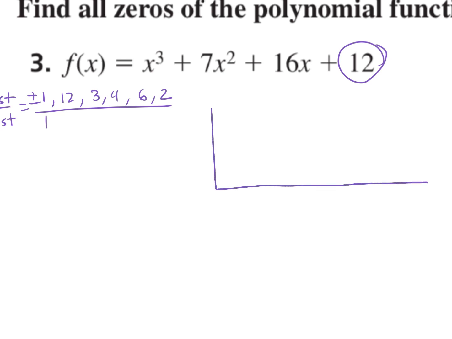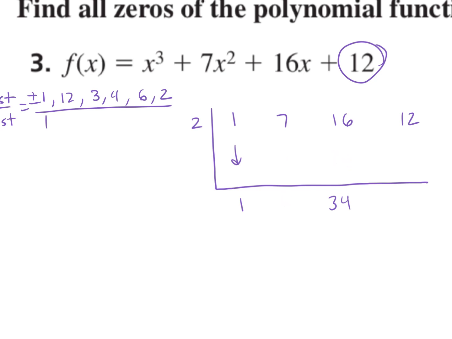What's going to go inside the box? 1, 7, 16, and 12. Perfect. All of my coefficients. What do you want to test first? Let's test 2. So we drop down the 1, multiply. Well, let's try positive 2 first. We end up with 34. It's going to be too many. So let's try negative 2.